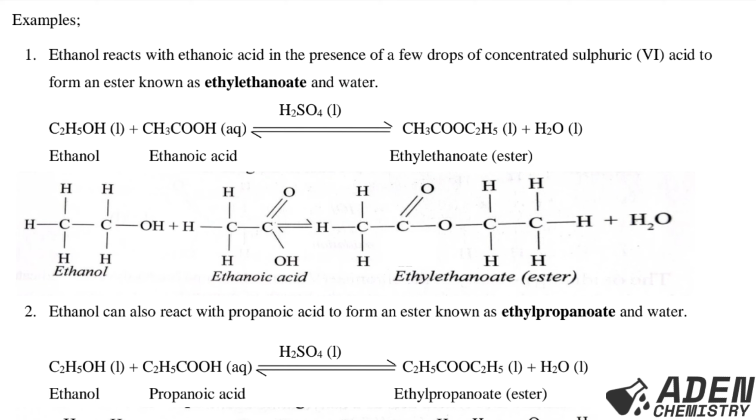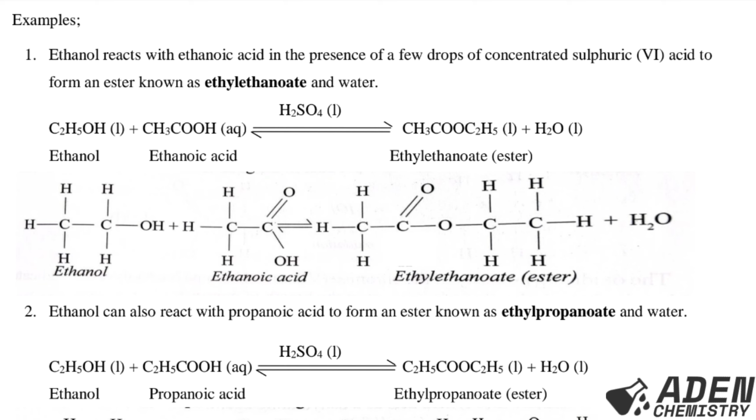Because when we are writing the name of the ester, we start first of all with the alkanol side and we change it to the alkyl group. So we're having ethanol, so we write ethyl. Then the second part of the name will be the alkanoic acid, where we convert alkanoic acid to alkanoate. So here we're having ethanoic acid, which changes to ethanoate. So if we combine ethyl with ethanoate, we are going to have ethyl ethanoate.